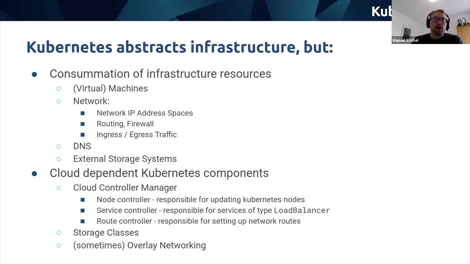Then there are Kubernetes components that are actually dependent on a certain cloud provider. Most of that is the cloud controller manager that contains the node controller for updating Kubernetes nodes, the service controller, which translates a service type load balancer within Kubernetes to an actual cloud load balancer in the cloud provider's environment, and the route controller, which is responsible for setting up network routes in the cloud provider's network. But there are also things like storage classes that map to cloud provider specific storage offerings. And sometimes the overlay network you use has some dependency on a cloud provider as well.